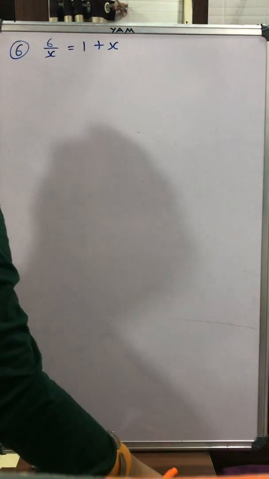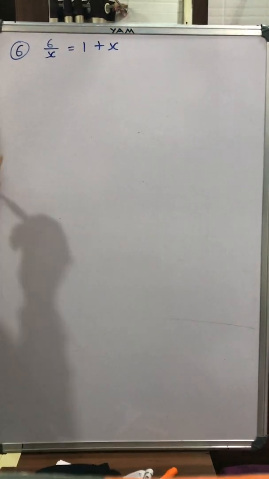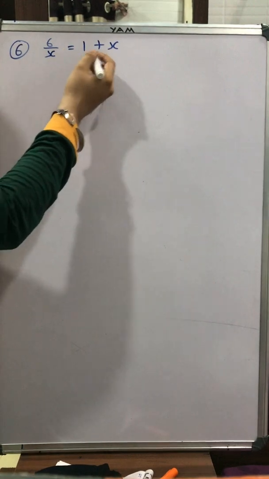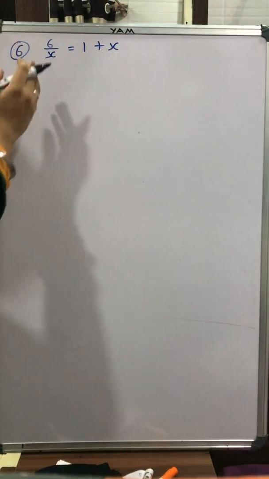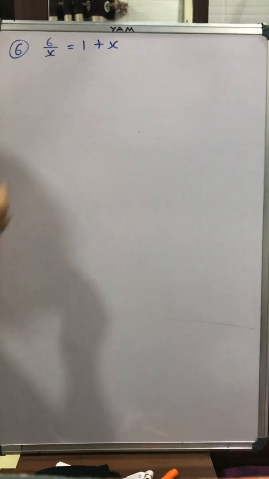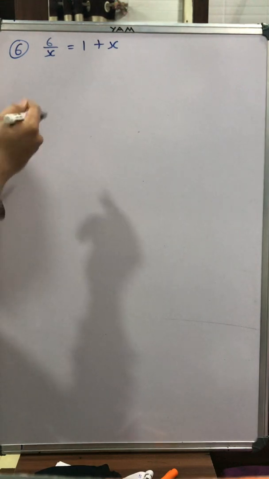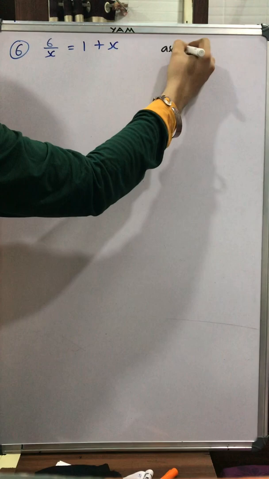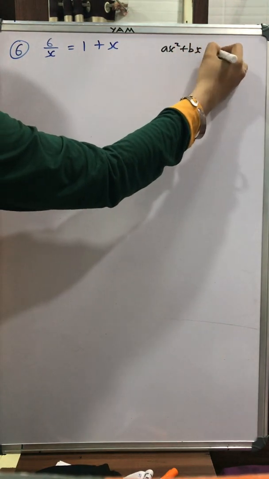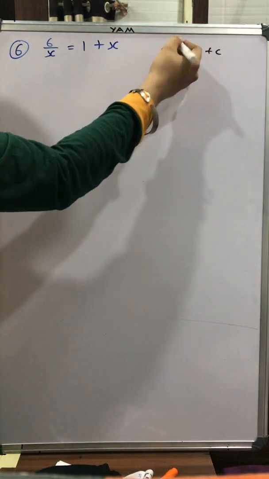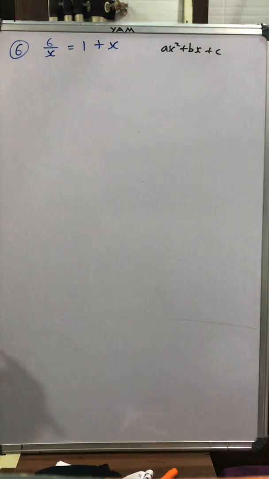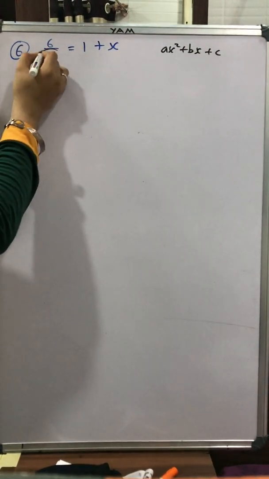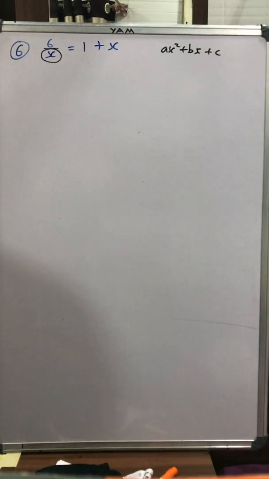Next question on the board, students, is 6 upon x is equal to 1 plus x. Apparently, it does not look like a quadratic equation, because our quadratic equation's general form is something like this: ax square plus bx plus c. So we should have some square term. And secondly, I have a problem here, that I have x in the denominator. So my first step will be to eliminate this x from the denominator.